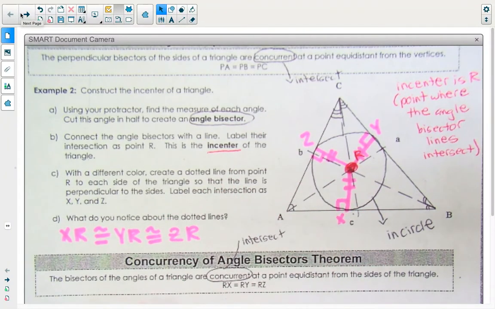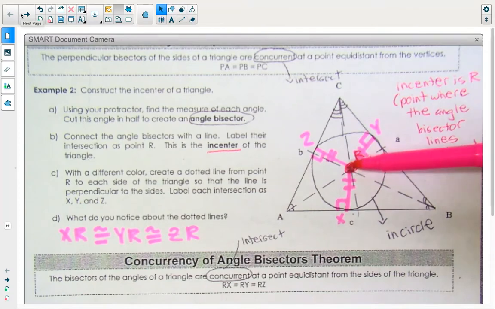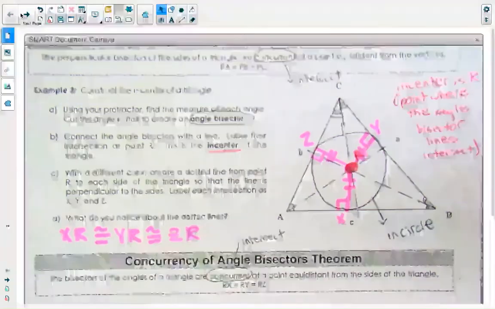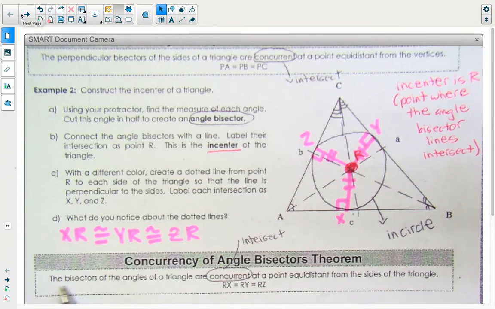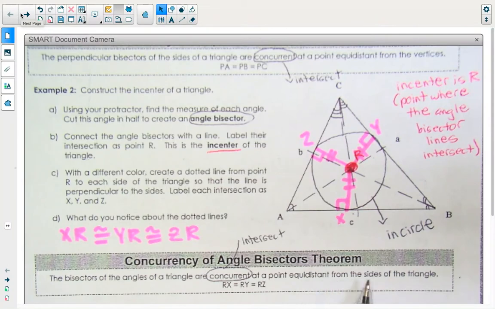What you should notice, so part D, what do you notice about these dotted lines? They all are congruent. XR is congruent to YR is congruent to ZR. So XR, RY, and RZ are all congruent to each other. So down here at the bottom, what you need to know about an incenter is that the bisectors of the angles of a triangle are concurrent, meaning they intersect each other at a point equidistant from the sides of the triangle. So RX is equal to RY is equal to RZ.